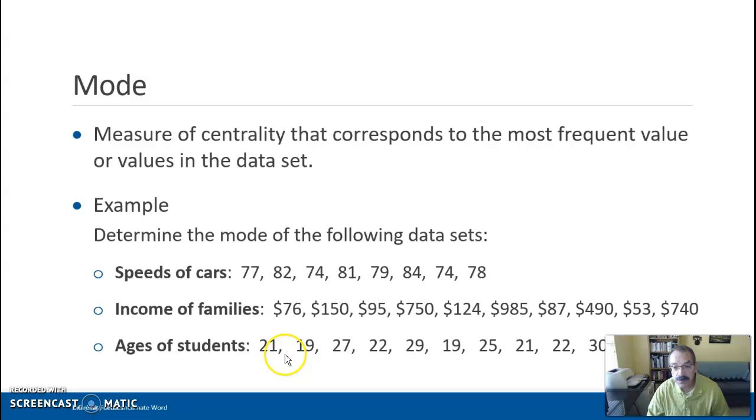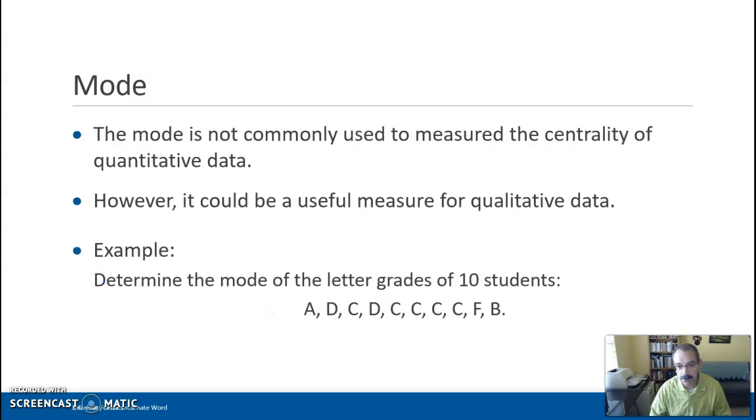If you look at the age of the students, you will see that there are multiple modes. 19 appears twice, 21 appears twice, and 22 appears twice. So this data set has 3 modes. So data sets do not always have a unique mode. You may have multiple modes, 1 mode, or no modes. And that's the main reason why the mode is not used in general for statistical analysis, although the mode is often used for qualitative data.